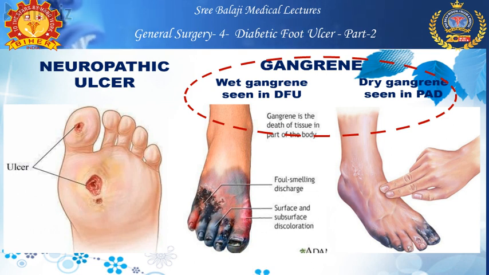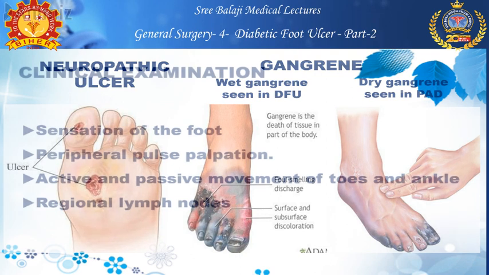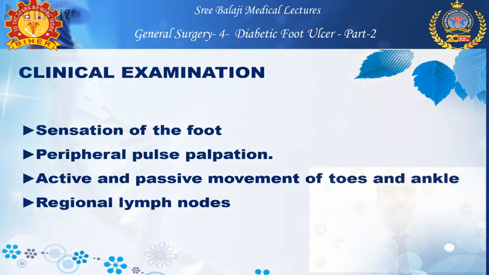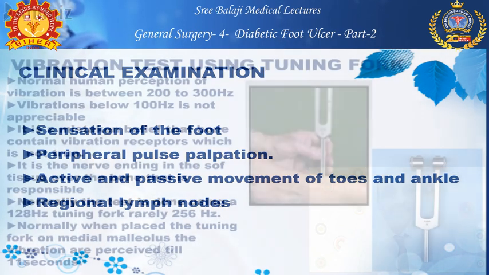Whereas a dry gangrene will be mummified and dry, and it will have three separate zones: the zone of demarcation, the zone of separation, and the zone of hyperemia. Apart from location of the ulcer, discharge, depth examination, and gangrenous changes, the most important parts here are sensation of the foot, peripheral pulse examination, active and passive movements of the ankle, and the lymph nodes.